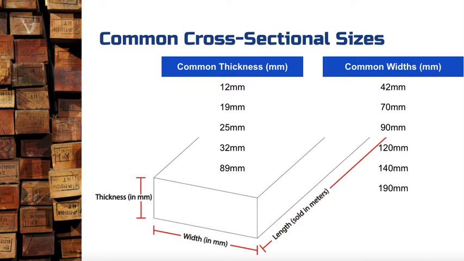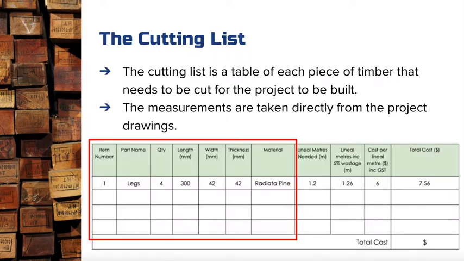Now, why am I telling you about common thicknesses and common widths? Well, that's because when we're actually preparing our cutting list, we need to think about what is the width and what is the thickness that we are going to be using and how we're going to order it from the shop. Sometimes we join timber together to get the width we need. Sometimes we buy it at the right width. Sometimes we need to cut it smaller than what we buy to get the width we need.